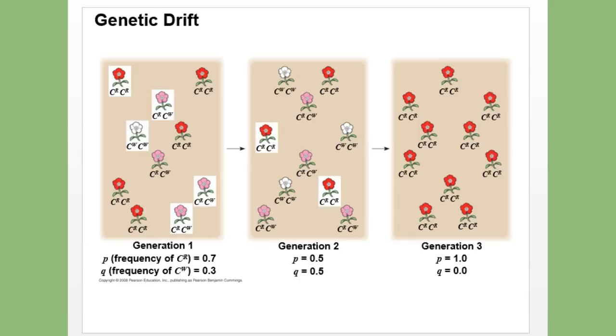Again, by chance, only 2 plants of generation 2 leave fertile offspring. As a result, by chance alone, the frequency of the CW allele first increases in generation 2, then falls to 0 in generation 3. So that's just showing how it is by chance, depending on nutrients available, which individuals survive to reproductive age.